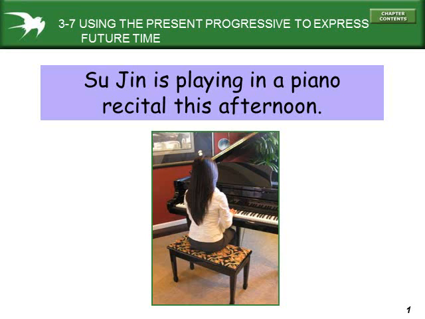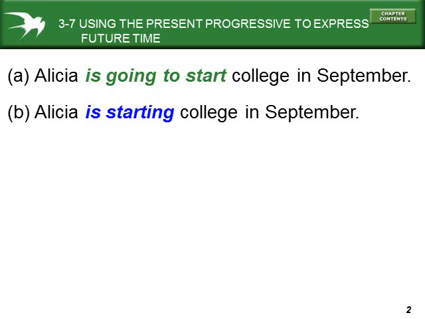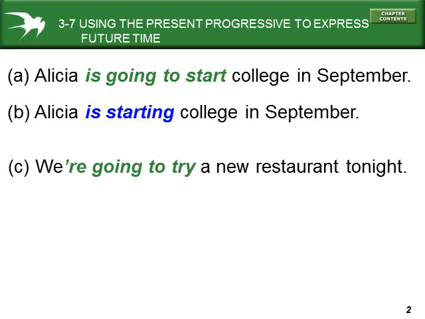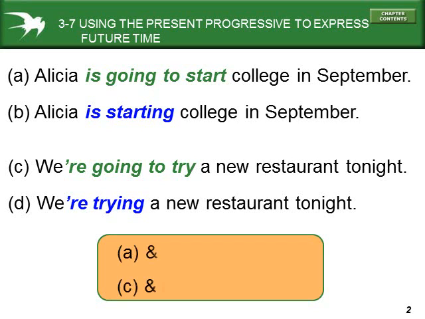Okay, so first I want to talk to you about using the present progressive to talk about the future time. So if we look at a couple of examples here, we see Alicia is going to start college in September, and then we see Alicia is starting college in September. And to give you another example, we're going to try a new restaurant tonight, and here we're trying a new restaurant tonight. Now, in each one of these, the meaning is the same in each pair.